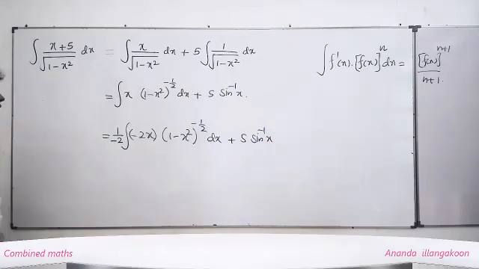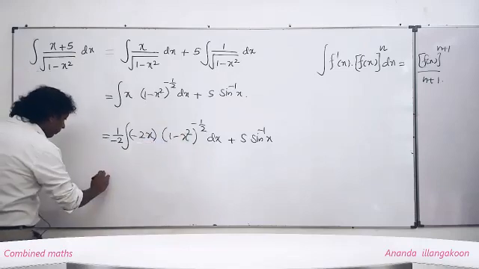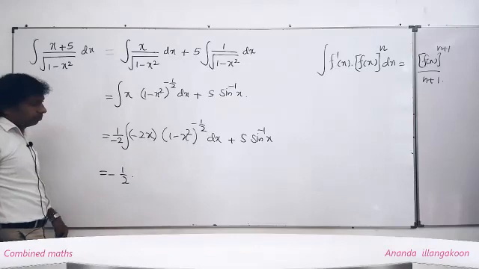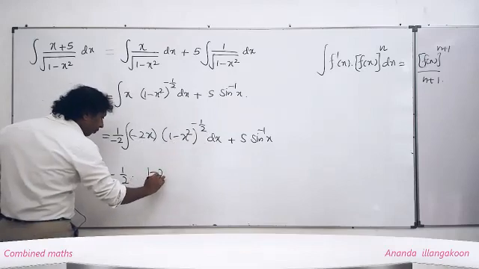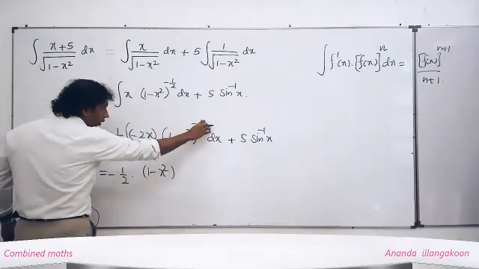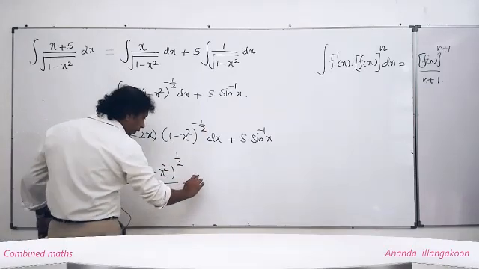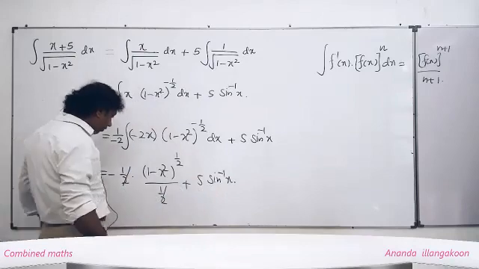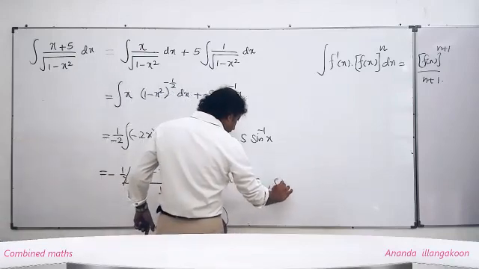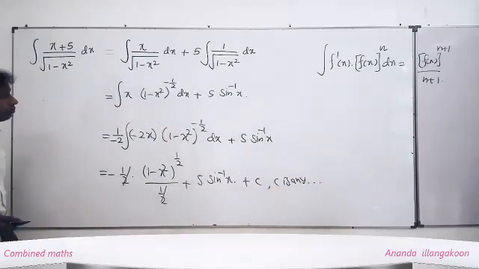Right. Now f(x) is here, its derivative is here. Now you can take the answer like this. Minus half, add 1 and divide by the new power. Once we add 1, we get half, no? Divide by half, plus 5 sine inverse x. This you can cancel now. Plus c. C is any constant. That you can take as the answer. Right. This is the first method.